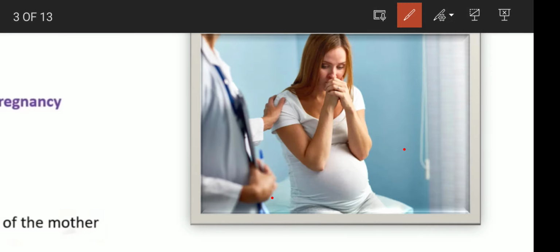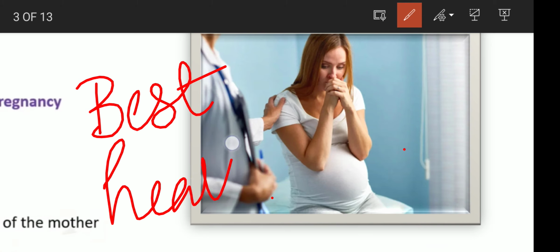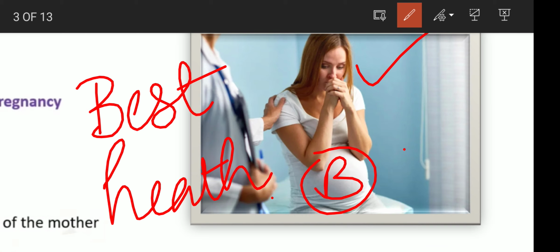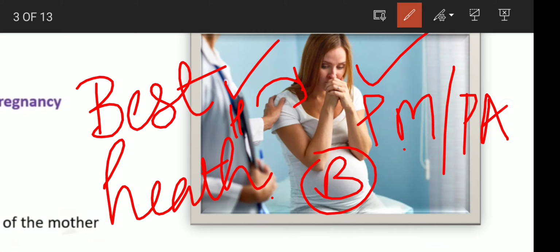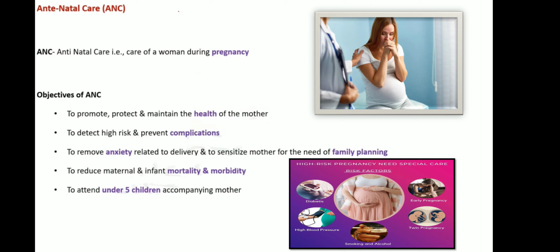Why do we give this care? To ensure the best health condition. We want the best health condition of both the mother as well as the baby. The care which is provided by the healthcare professional to the pregnant mother or the pregnant adults and girls is known as antenatal care.